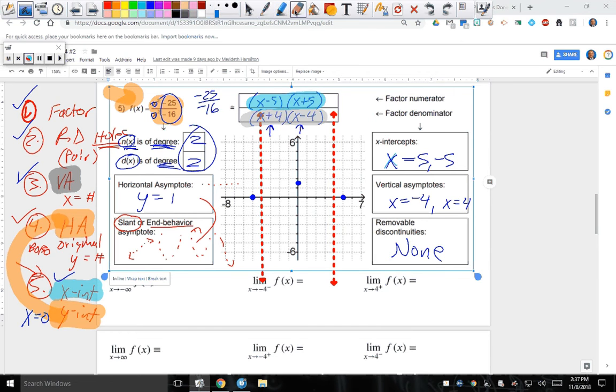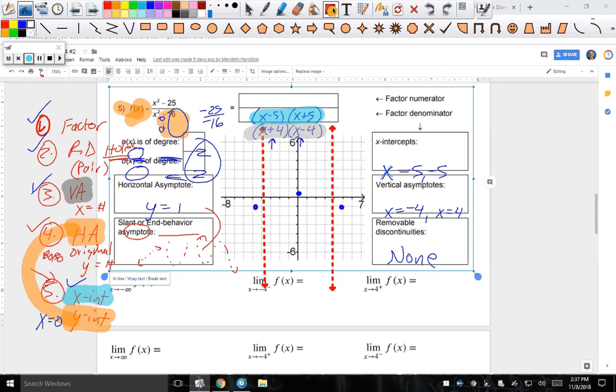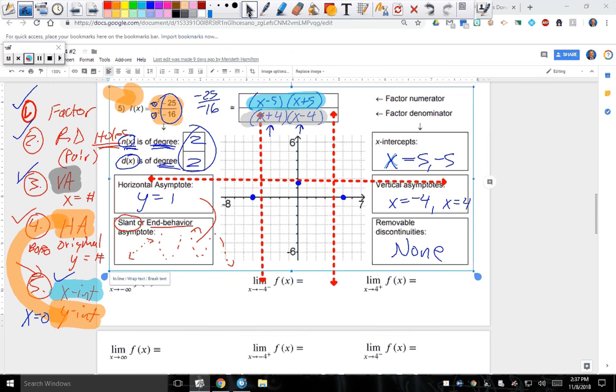Horizontal. And what's the horizontal asymptote? Y equals 1. Okay, so let's grab the line, and we'll do it somewhere around there because it's going to shift. And let me shift it down at y is equal to 1. Okay, anything else that we haven't graphed yet?